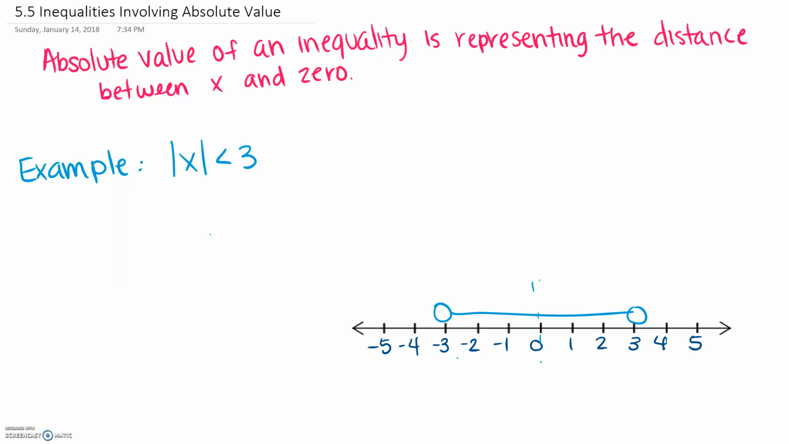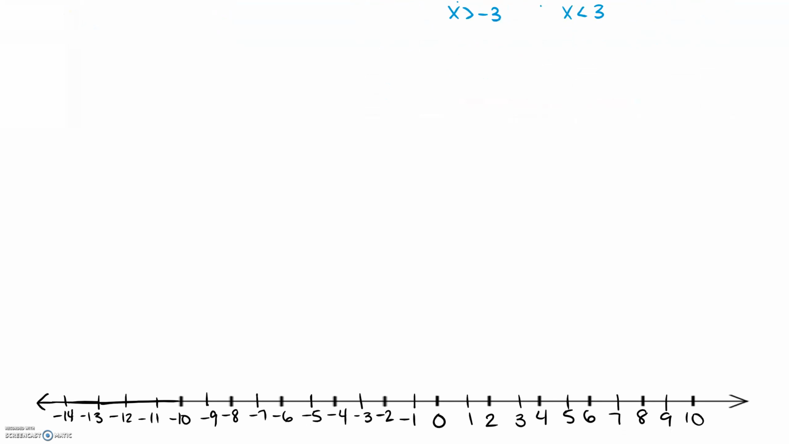So if I look here, that inequality tells me that x is greater than negative 3 and x is less than positive 3. So we can write out the solution here as the set of all numbers x such that x is greater than negative 3 and less than positive 3. Notice that any value between negative 3 and positive 3 will make that inequality true. Okay, let's look at example 2.